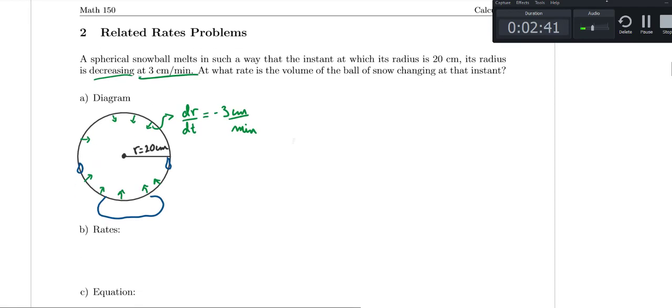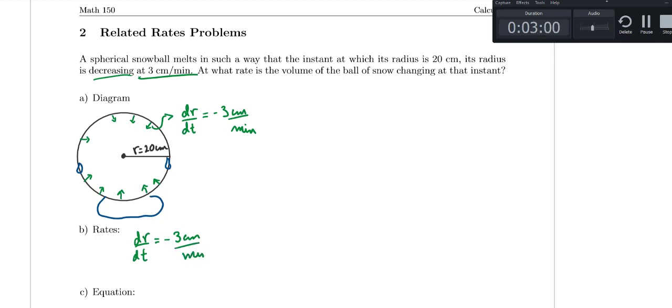Now, what else do we do? Well, we want to identify the rates in this problem, what we know and what we don't know. So from above here, we saw that the rate at which the radius was changing was negative 3 centimeters per minute. Okay, so what else was this problem saying? Well, it wanted us to find out at what rate is the volume of the snowball changing when the radius is 20 centimeters. So now they are talking about the rate of the volume. How much is it changing by? So what is the rate of the changing volume as time goes on? Okay, so those are our two rates. There are no other rates going on.